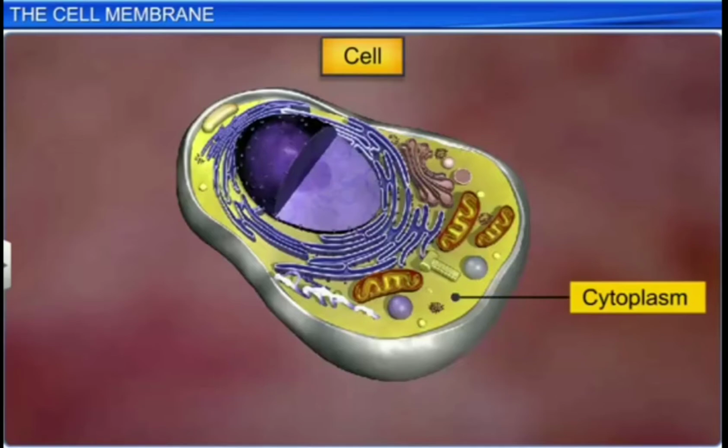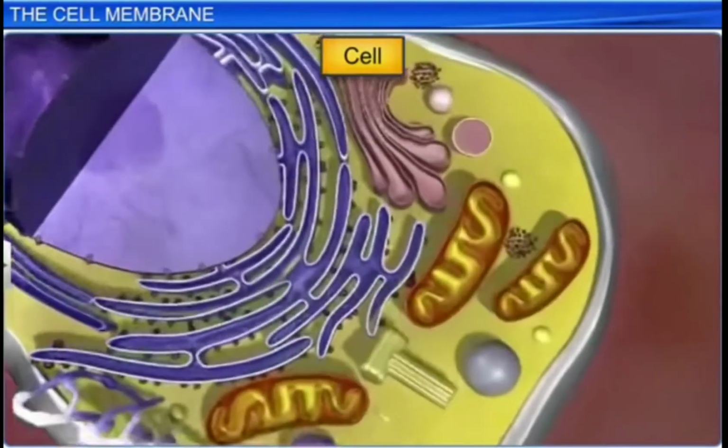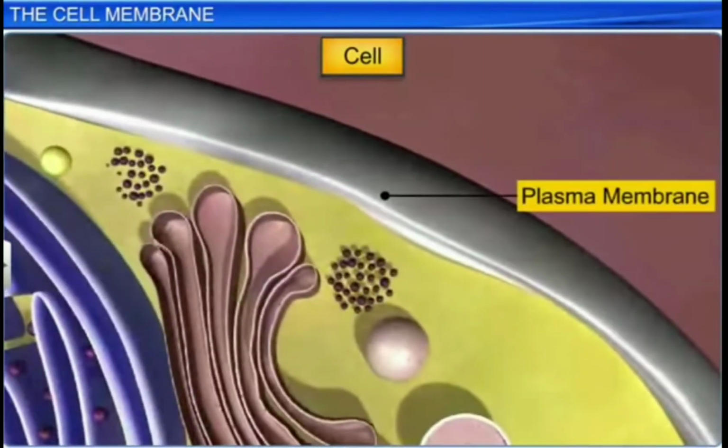its cytoplasm. These organelles are surrounded by a thin membrane called the plasma membrane, which not only separates the extracellular environment from the cytoplasm, but also gives shape to the cell.